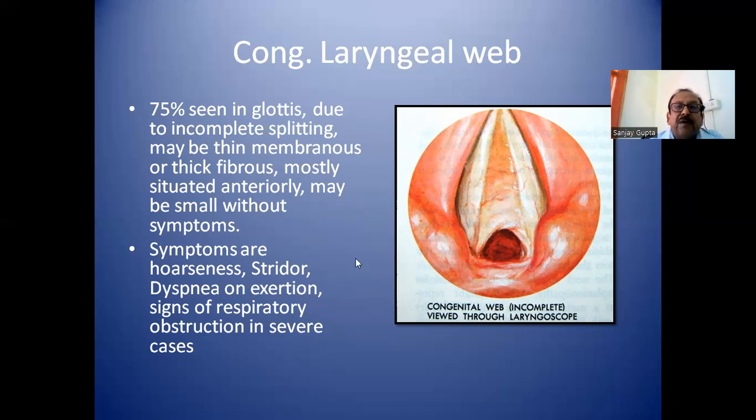It may be a very small web without causing any symptoms, or it may be a huge web almost covering the entire length of the vocal cord, leaving a small air passage near the posterior commissure, causing severe symptoms. Symptoms are hoarseness, stridor, dyspnea on exertion, and signs of respiratory obstruction in severe cases.